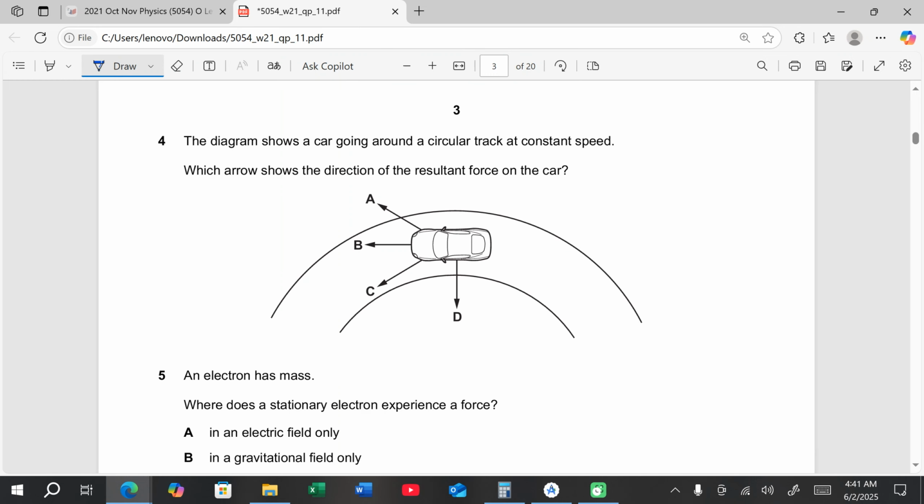The diagram shows a car going around a circular track at a constant speed. Which arrow shows the direction of the resultant force on the car? So it is centripetal force, always towards the center of the circle. The circle's center is somewhere here, so it will always be towards that.